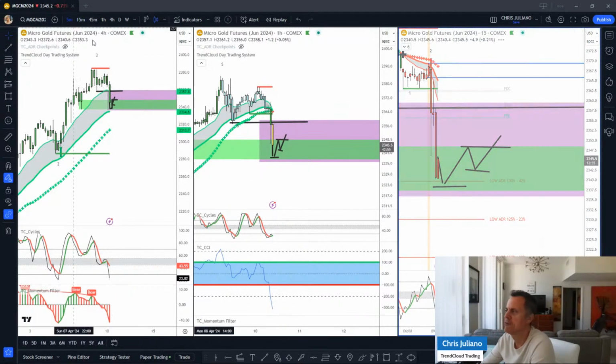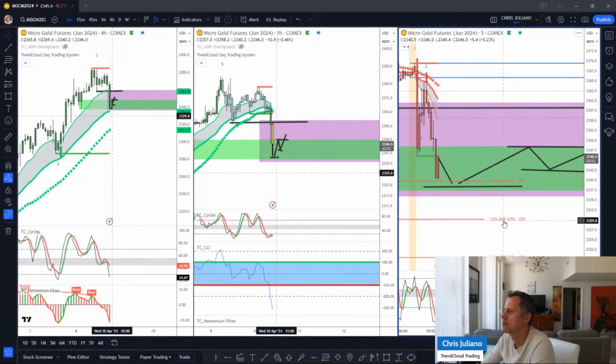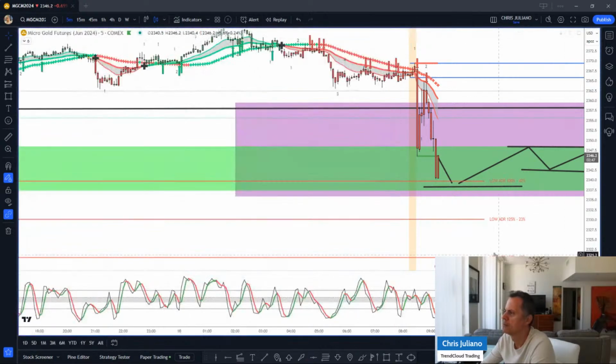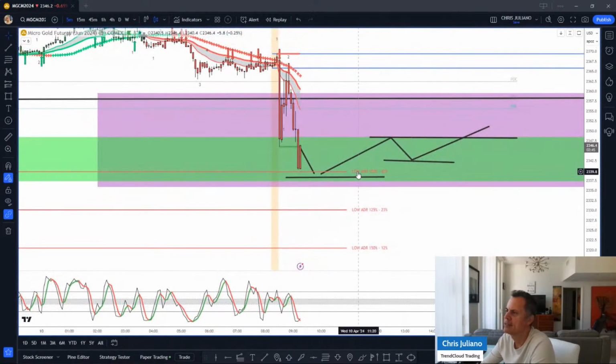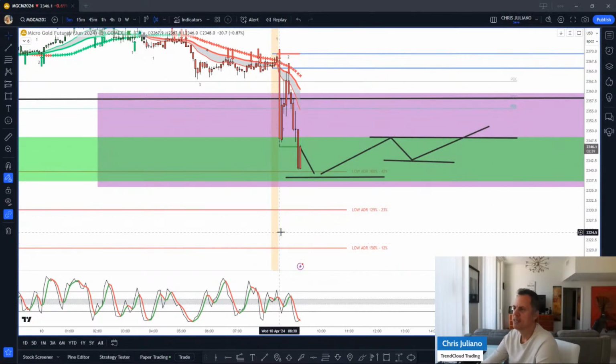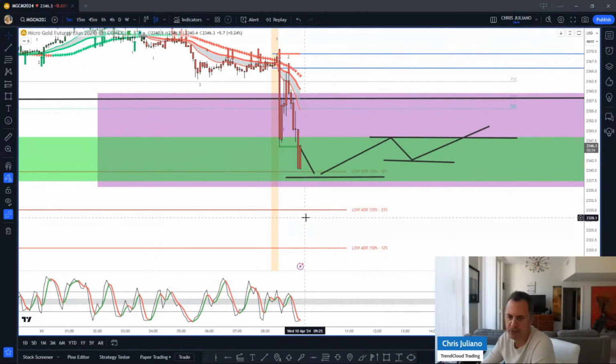Drop down to the 5-minute. Just starting on the 5-minute, right? And look how close we are to that ADR checkpoint. Okay, so if you're waiting for a reversal of some kind, you will see it first on the lowest time frame. You will see it first on the lowest time frame.